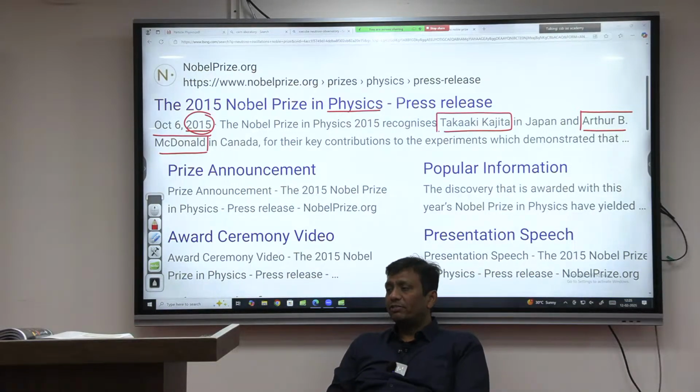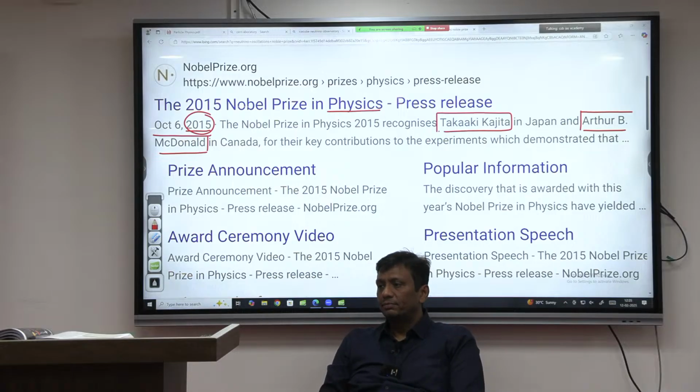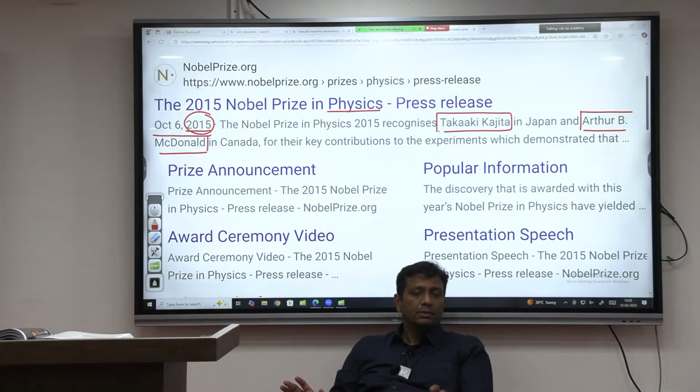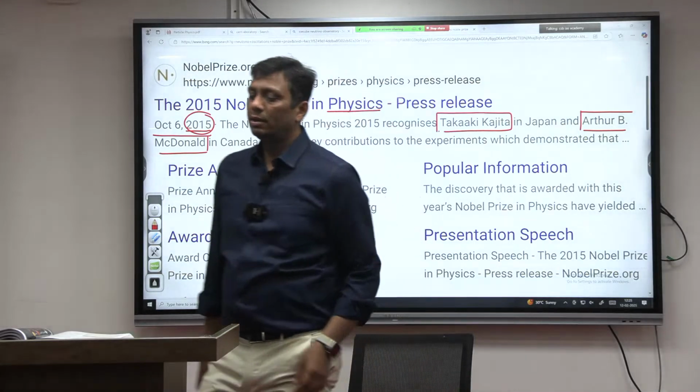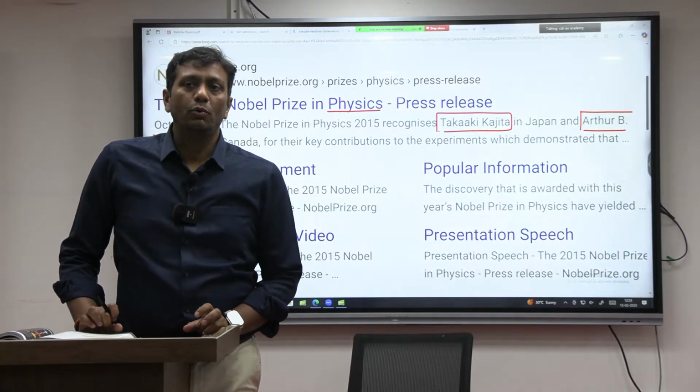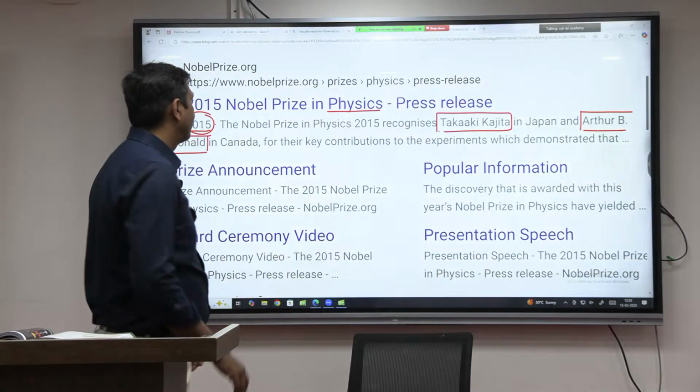Neutrinos are chargeless, but they have tiny masses. This is the information I'm telling you, kindly remember. Neutrinos are chargeless, but they have tiny masses. So this is the overall picture about neutrinos.